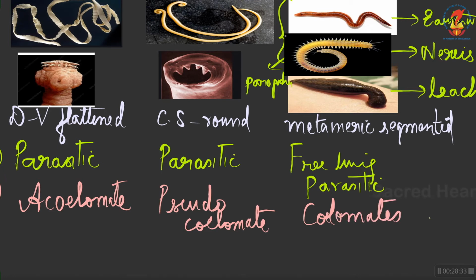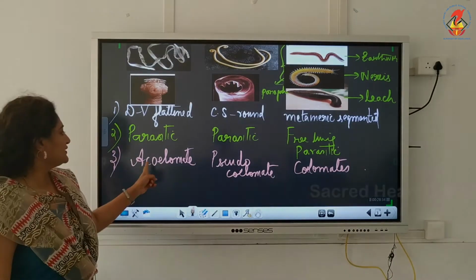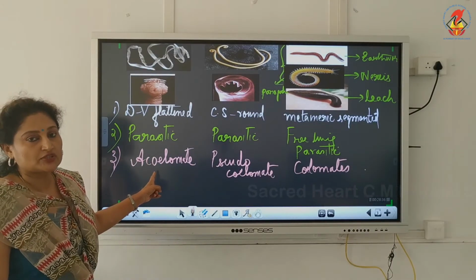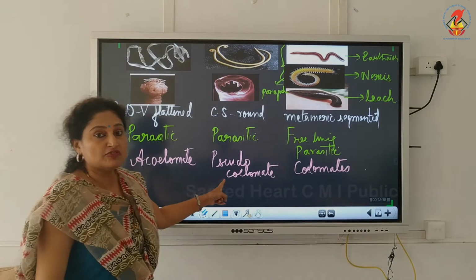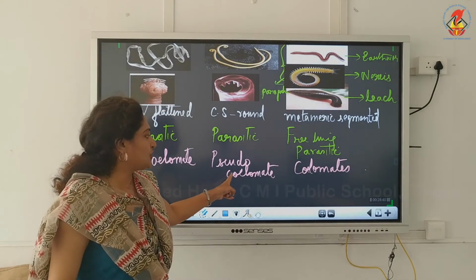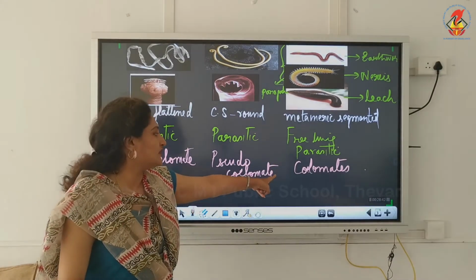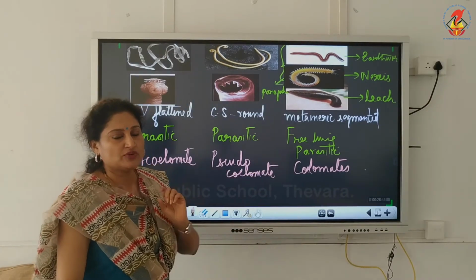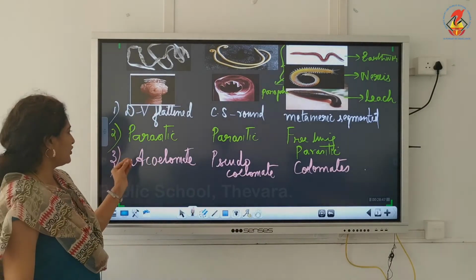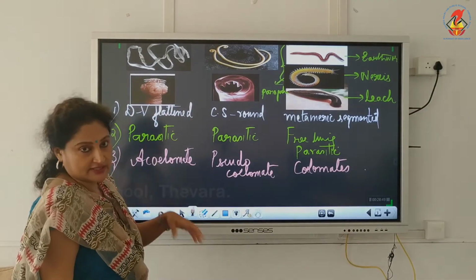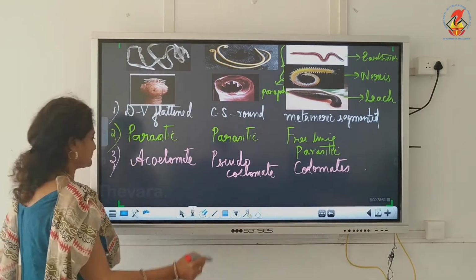So what I have highlighted in pink is the body coelom. These are acoelomate, that is they are flat and so they do not have a body coelom. These have a false coelom, so they are called pseudocoelomates, and these have a true coelom and therefore they are called coelomates. So a very good example to give for the different types of coelom. Take the case of the three worms.